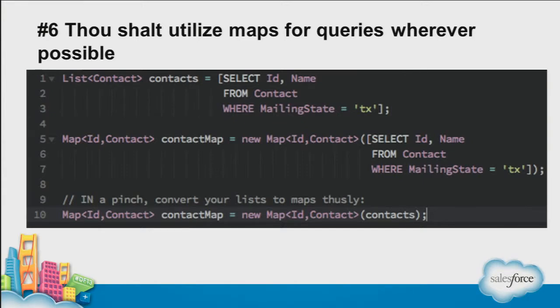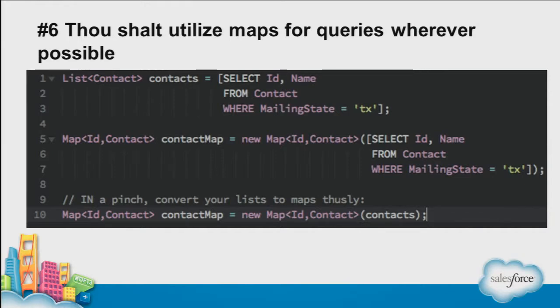So one of the things you can do is query not into a list, but into a map. And that's what you'll see on lines 5, 6, and 7. It's really simple. The construction is almost identical, but instead of a list, we're going to use a map. We're going to use an ID as the key, and we're going to use the actual object we want, so contact in this case, as our value.